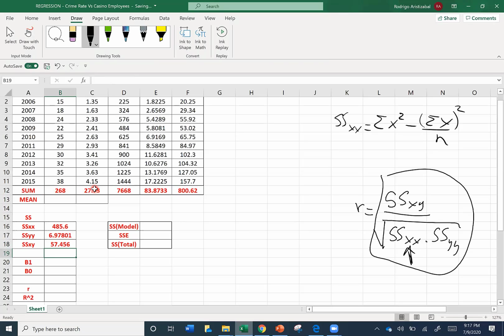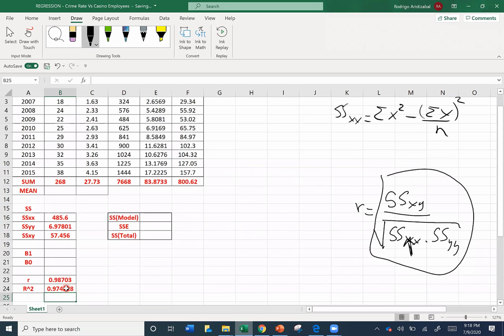We have everything. Then we can compute B1, B0, and R. How can we compute R? R is equal to the sum of all xy divided by the square root of the sum of all xx times the sum of all yy. Close parenthesis, and we have our coefficient of correlation. And the coefficient of determination is the square of this. That's it. We have everything.